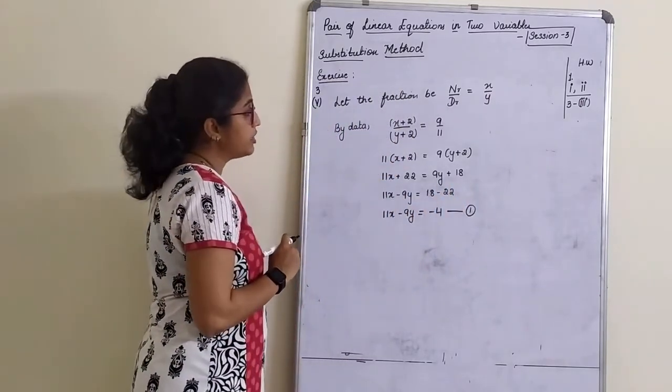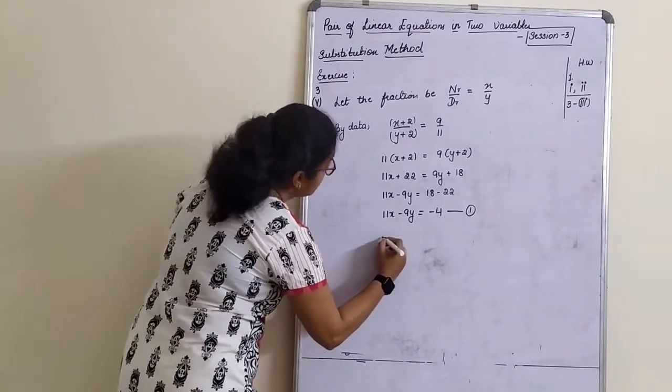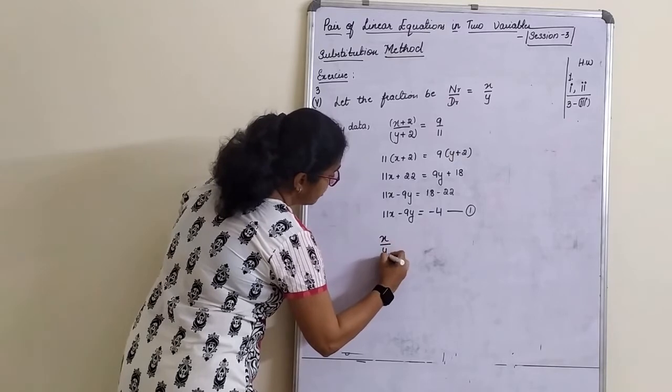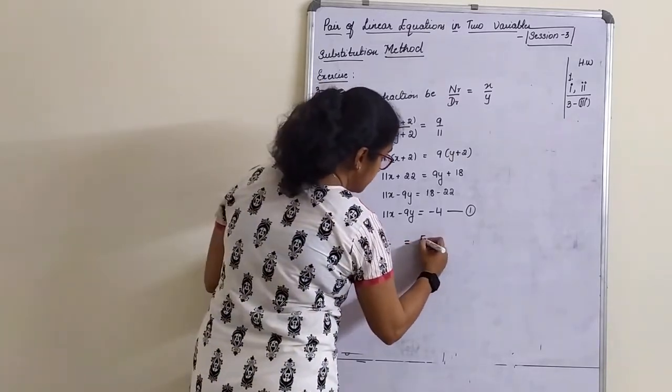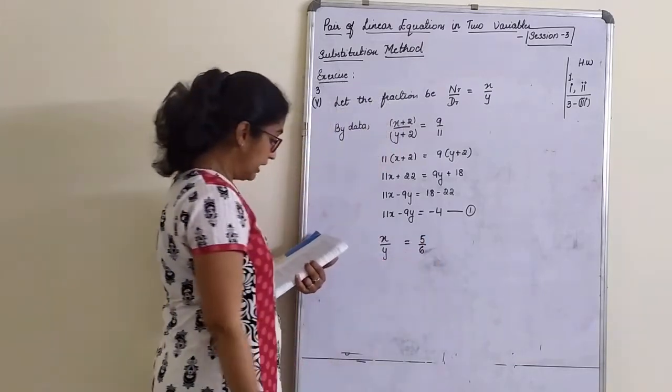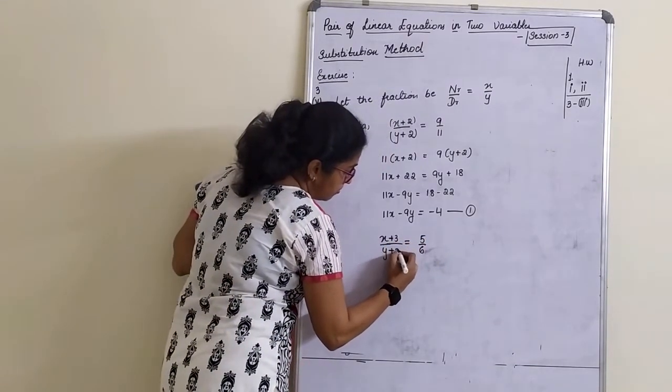Okay, this is the first equation. Again, a fraction becomes how much here? x by y. I will write the fraction. That will become 5 by 6 if 3 is added to both numerator and denominator.